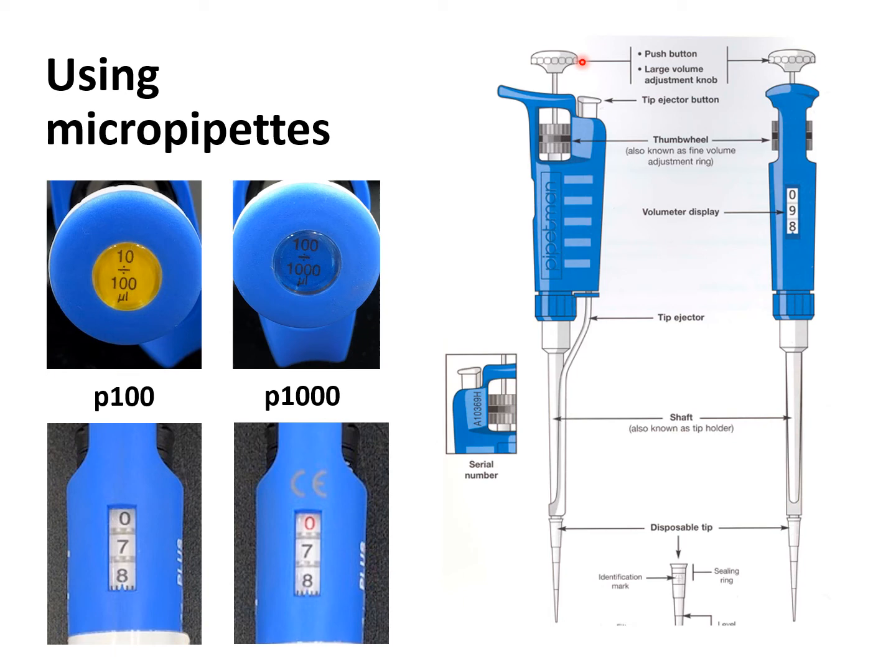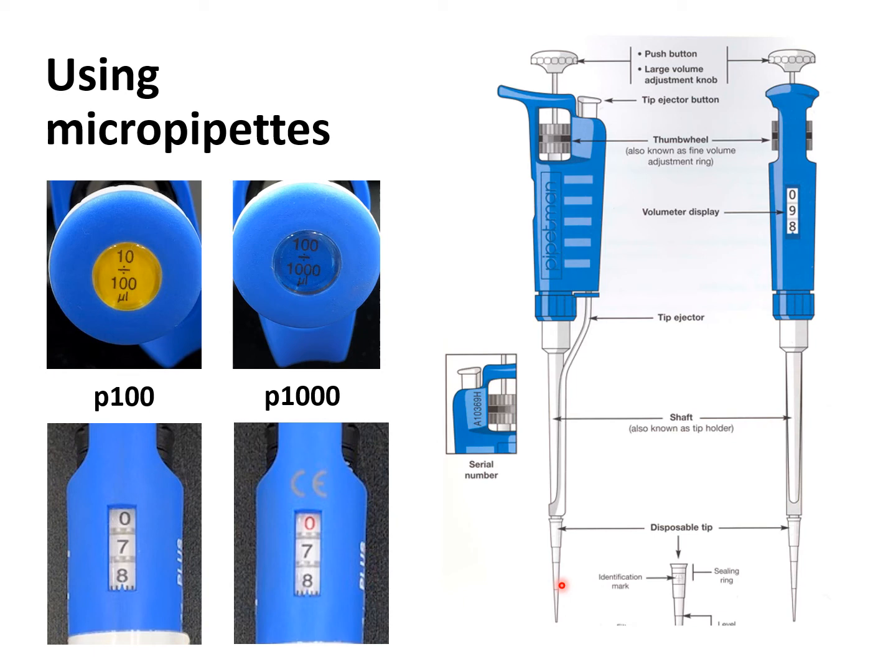Now, while holding it at the first stop, you lower your tip into the liquid that you want to draw, and you slowly release the plunger, because remember, you're pushing it down to the first stop. So you slowly release it and the fluid is going to be drawn up into your tip.